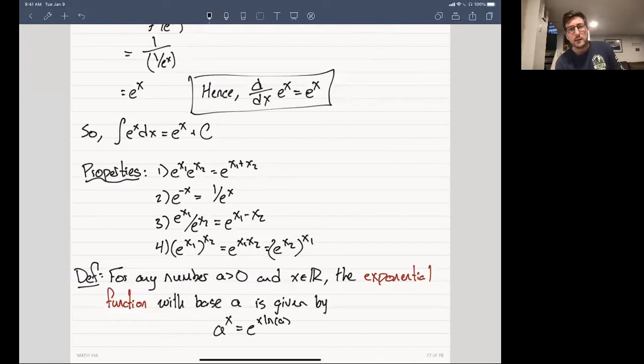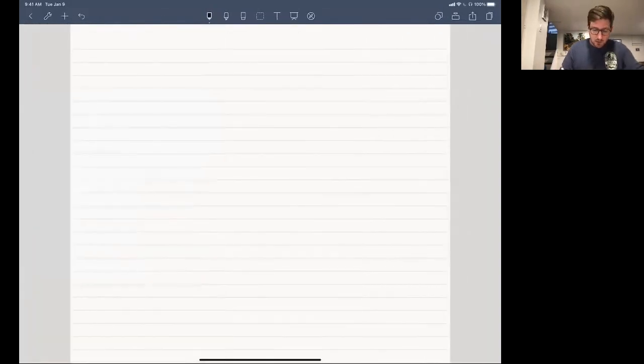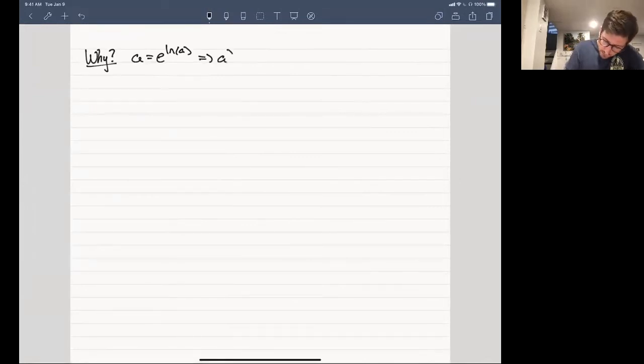And so where does this idea come from, right? Let me go to another page. Let me show you why exactly we can write it this way. Why should I define an exponential function in that way? Well, because e and ln are inverses of each other, I know that for any positive number, e to the power of ln a is equal to a again. So if I raise both sides to the power of x using those properties that I just showed you, I get this is equal to this, which from property 4 is the same as this.